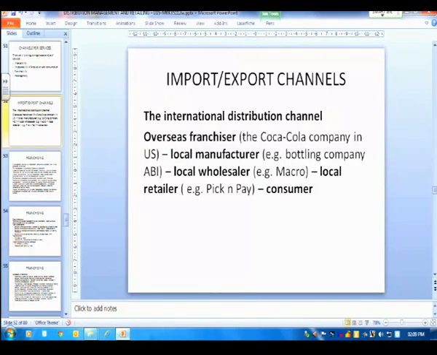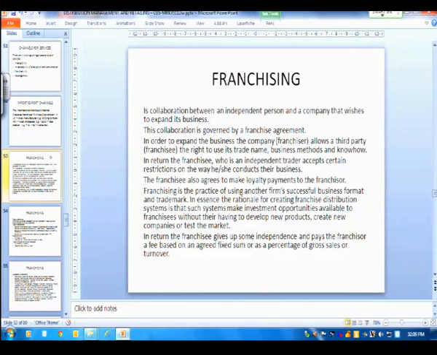Import-export channels. The international distribution channels. We have got an overseas franchisor, for example, the Coca-Cola company in the USA, and then we have got a local manufacturer, for example, the bottling company commonly known as ABI, and then a local wholesaler, for example, Macro, and then a local retailer, for example, Pick n Pay, and then finally it gets to the what? To the consumer.